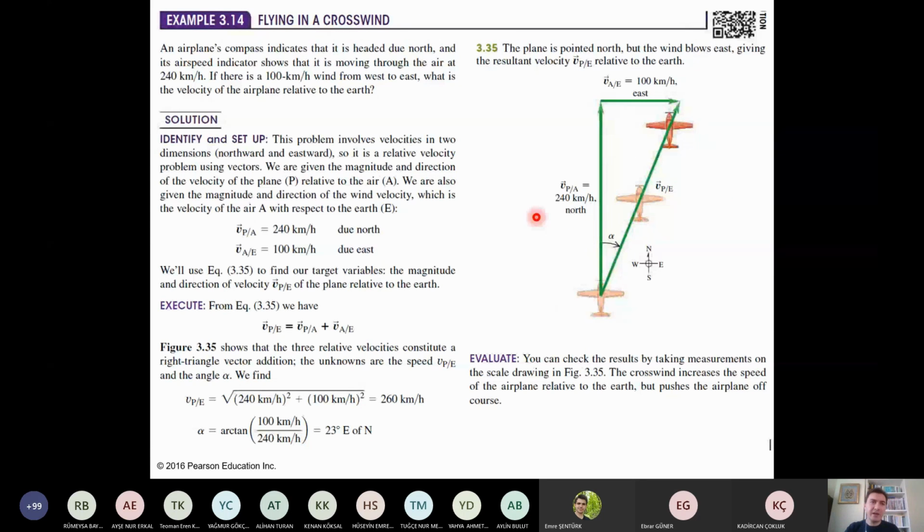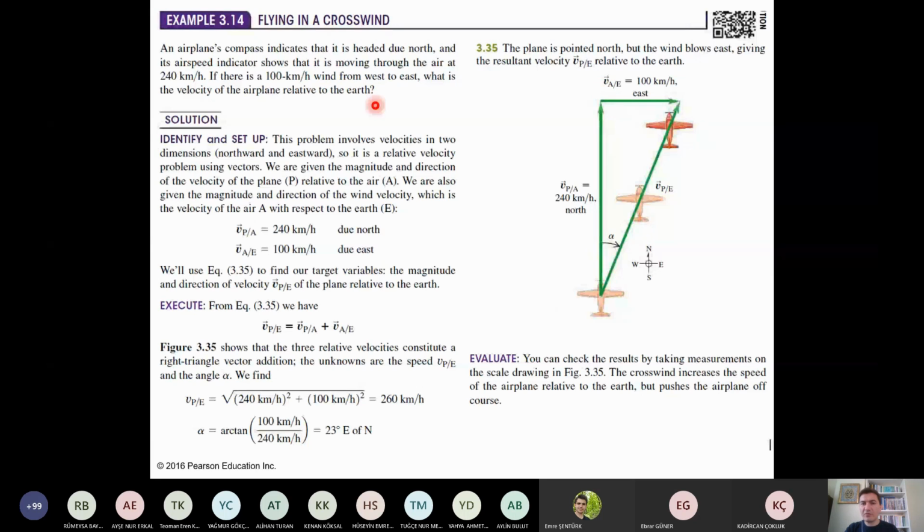So, an airplane's compass indicates that it is headed due north. So, it is flying towards north. And its airspeed indicator shows that it is moving through the air at 240 km per hour. This is the speed of the plane, airspeed. Speed of the plane relative to the air is given 240 km per hour in north direction. If there is a wind from west to east, what is the velocity of the airplane relative to the earth?